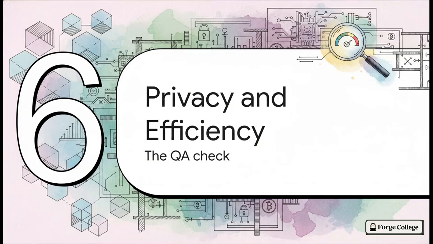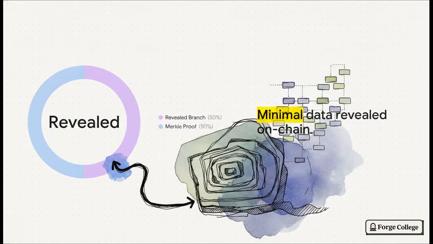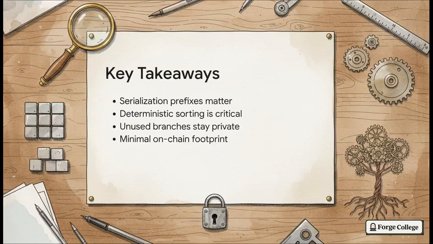Section 6. Privacy and Efficiency. Time for the final QA check. When you actually go to spend your Bitcoin, let's say you're using the time lock condition we built into Leaf B, you only reveal that specific leaf, along with the tiny Merkle proof representing the sibling hash of Leaf A. That is literally it. The actual script contents of Leaf A stay completely invisible to the blockchain. You don't leak your backup plans to the public, and you don't pay network fees for data you didn't even use. It's a massive win-win.